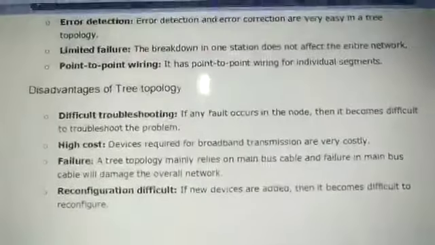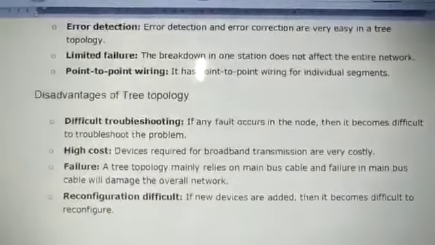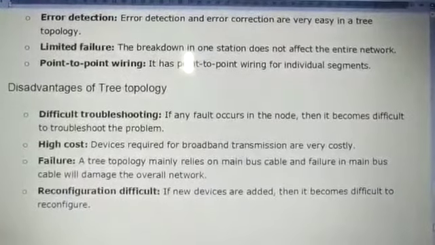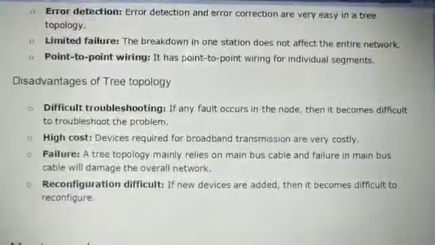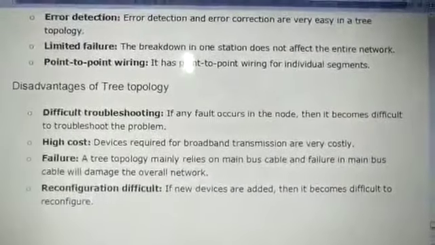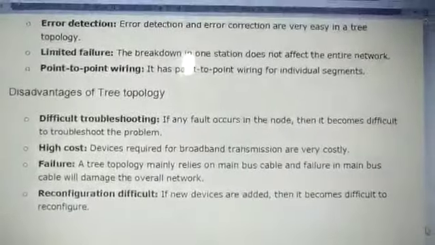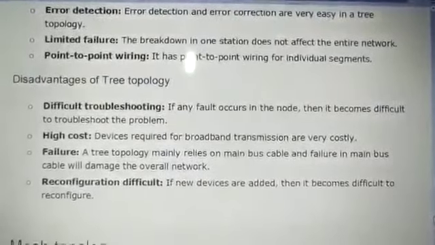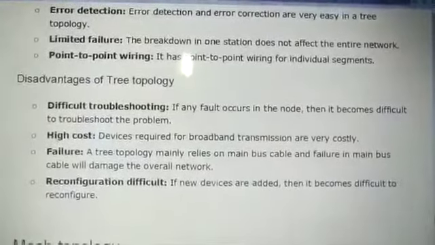Now look at the disadvantages of this topology. Difficult troubleshooting. If any fault occurs in a node, then it becomes difficult to troubleshoot the problem. And another one is the high cost. The devices required for broadband transmission are also very expensive. And failure: tree topologies mainly rely on the main bus cable, and failure in the main bus cable will damage the overall network.